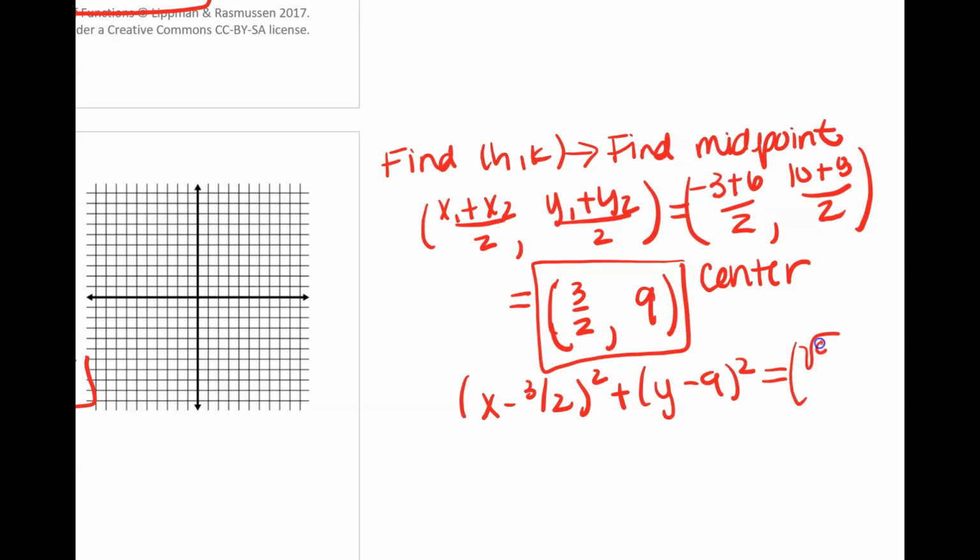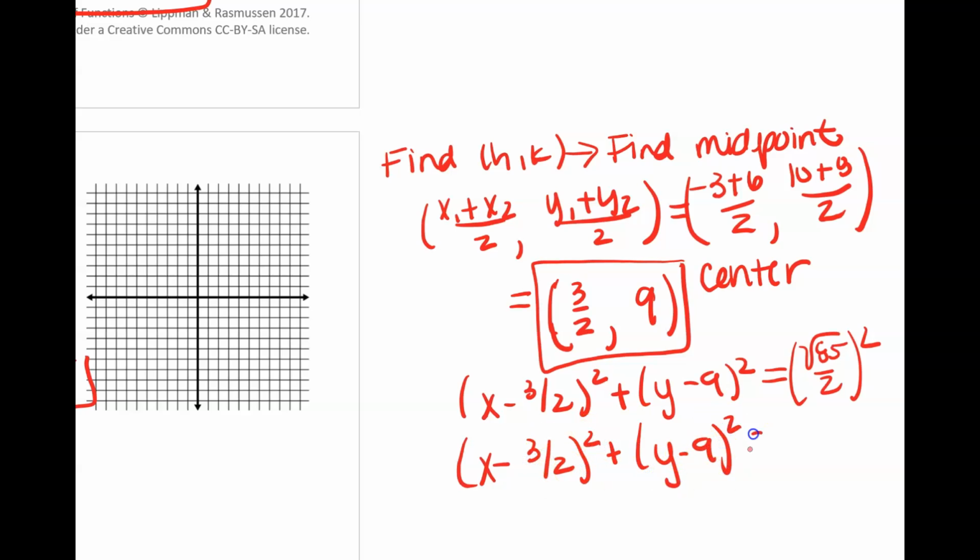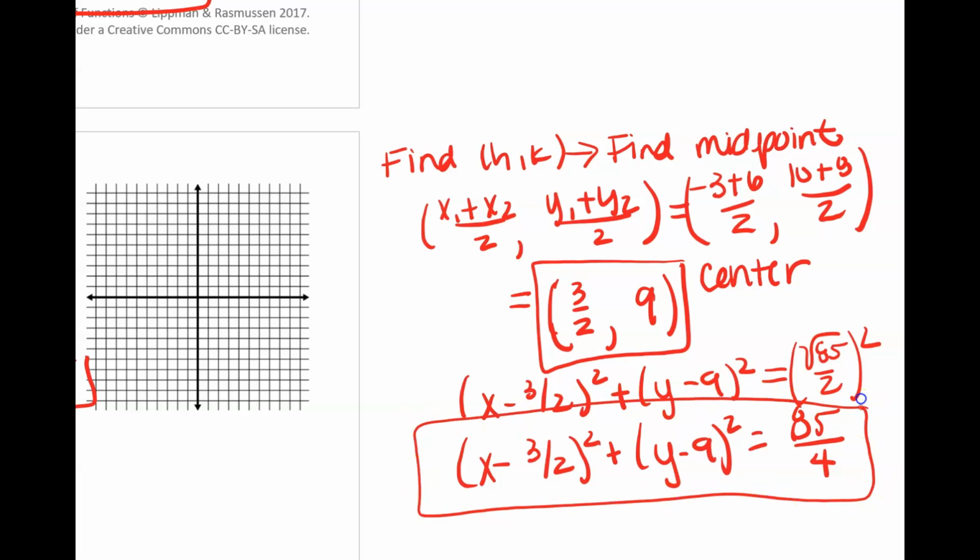So that would be the square root of 85 over 2, squared. We need to simplify that. You always want to simplify your numbers down to lowest terms. And so then that gives me 85 over 4. The square root would be squared, and then the 2 also gets squared. So that would be your final equation. So definitely a little bit more legwork as you're working through a problem like that. But I just want to work through some different examples with you so you can see what's happening as we go on. So I'm going to do one more example.